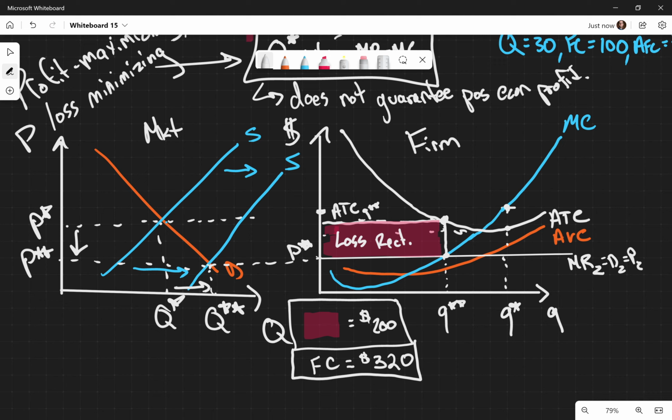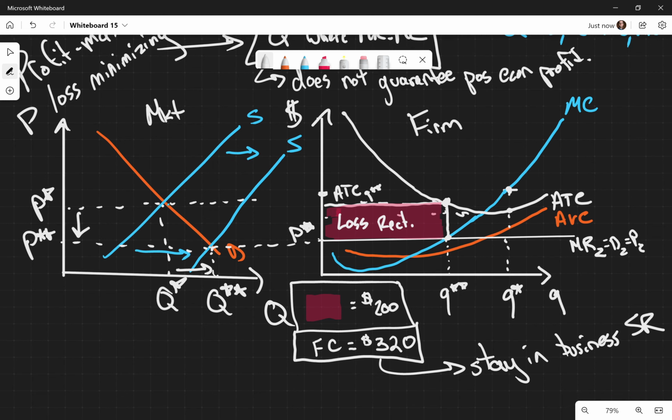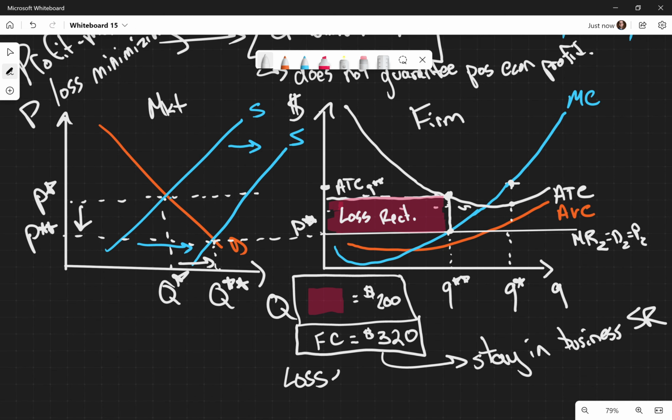So when our loss is less than our fixed costs, we're going to want to stay in business for the short run, right? When the loss is less than the fixed cost, you'll want to stay in business in the short run, because essentially losing $200 is better than losing $320. It's a game of golf, right? You want the lower score. You want the lower amount of money that somebody's taking away from you every month.